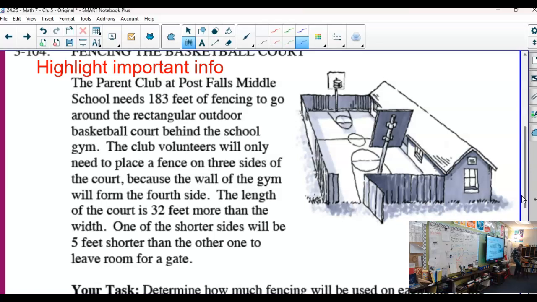Go ahead. The length of the court is 32 feet more than the width. Pause. Does that feel important? Yes. What could we do with important information? Highlight it. I mean, yeah, but you've got highlighters, and then you can switch colors, right? You can like trade with your partner. You can use a different color.